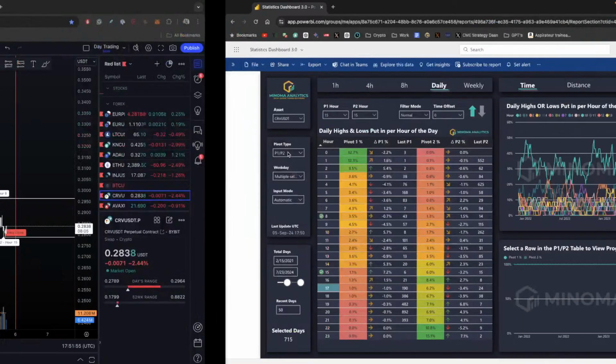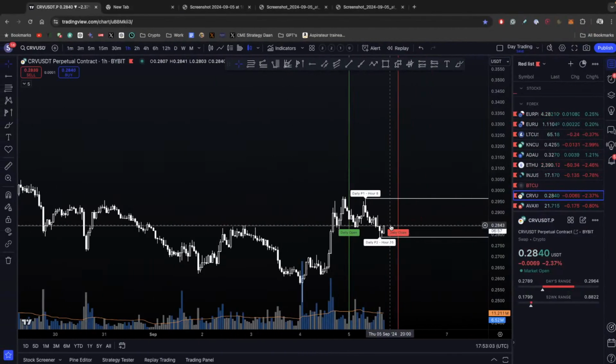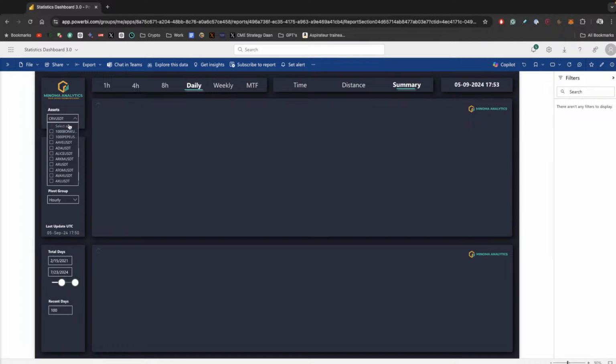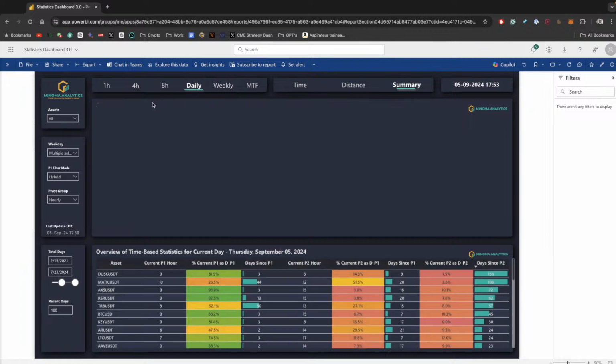Maybe not. Yeah, but we are getting a little bit of upside. So if there is an asset that has really good statistics on the daily, and we do get a little bit of a retracement, then it's worth looking at. But right now, it's not that time yet.